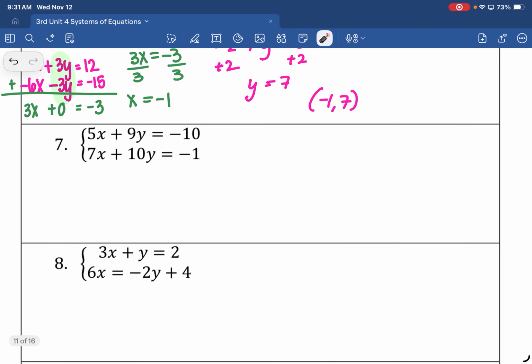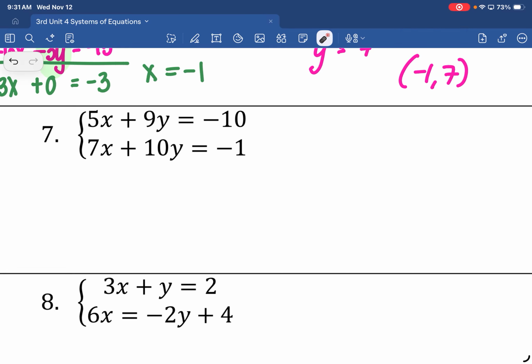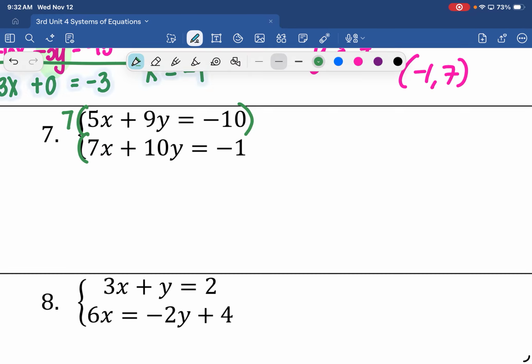For number 7. Okay, number 7. We have 5x and 7x, 9y and 10y. Neither of those match, and I cannot make either of those match by multiplying one equation. So I'm going to multiply both. What do I need to multiply the top equation by? What do you think? Well, you can multiply by 7 and the bottom one by 5. Or you can do 10 and 9. Either way works. I tend to pick the smaller numbers. I don't want to multiply things by 9 if I don't have to.